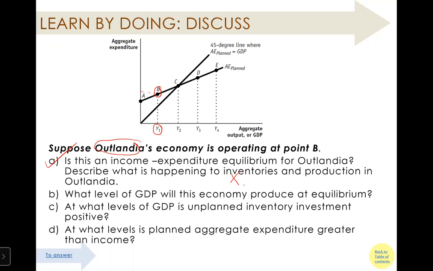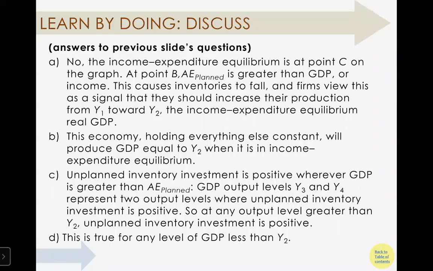So this is A. B, what level will this economy produce at equilibrium? And C, at what level of GDP is unplanned inventory investment positive? Any point to the right hand side here, you have a positive inventory investment because you produce more than you plan to spend. And similarly, any point on the left hand side, you have a negative inventory investment, or unplanned inventory investment, or the planned aggregate expenditure is greater than income. So those are the answers to the previous slide's questions.